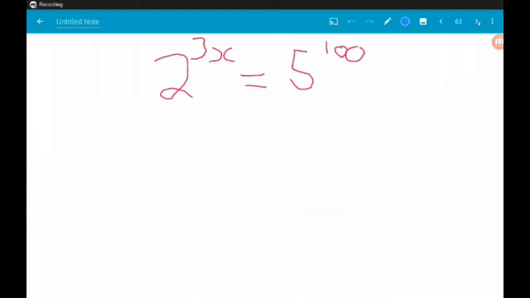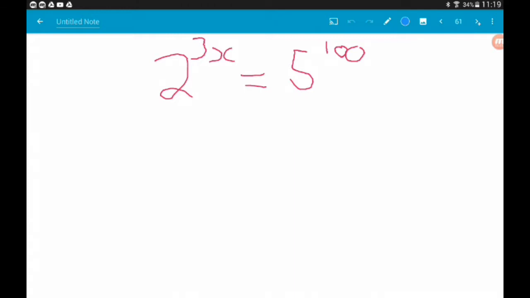Okay, this is a really nice example of why logs are actually quite useful. So we can solve this equation where we have powers on both sides. Not only that, on the right hand side though, imagine how huge 5 to the power of 100 is. It's 5 multiplied by itself 100 times. So we can use logs to solve this, which without logs would be a complete nightmare.